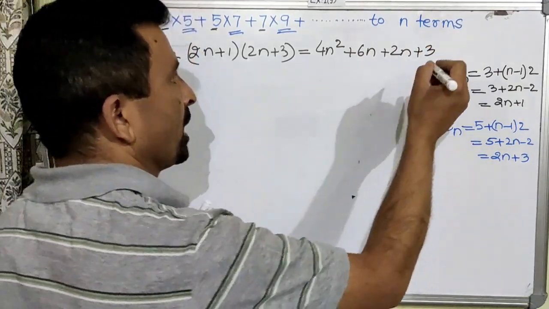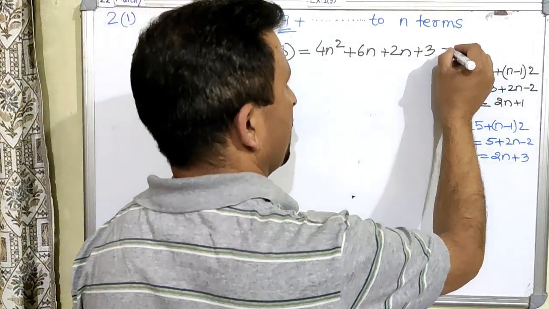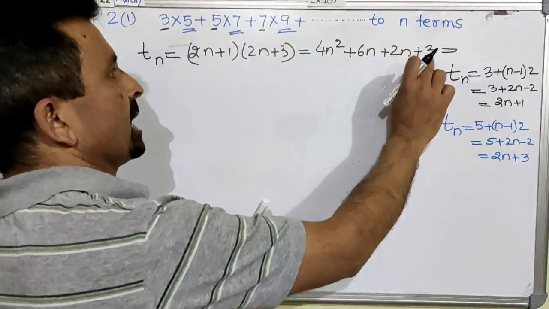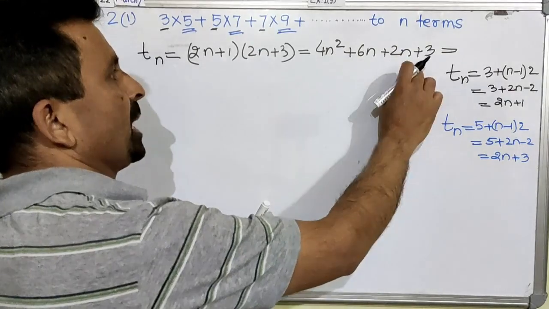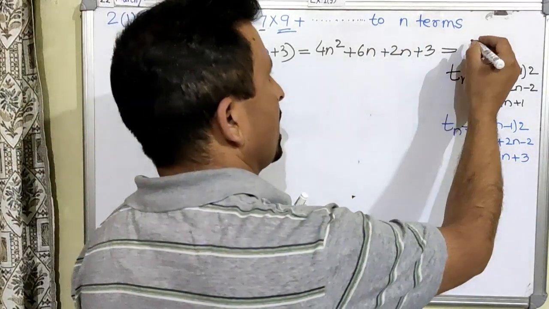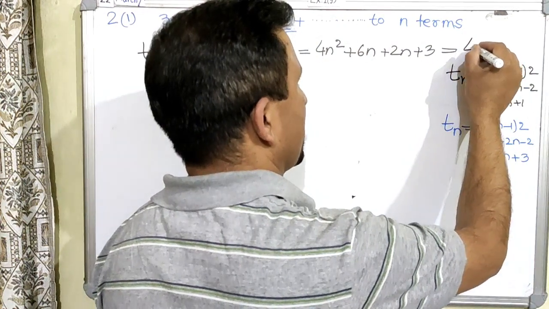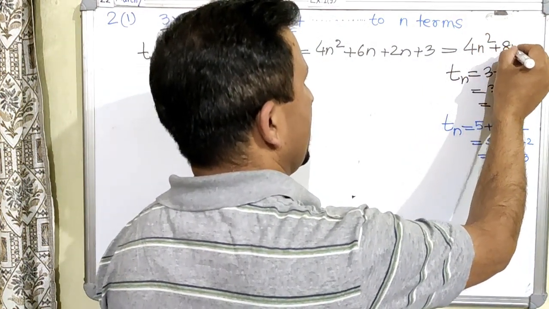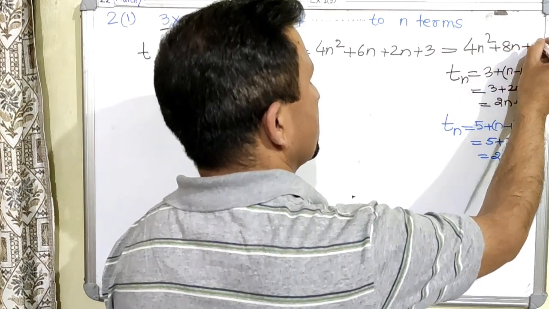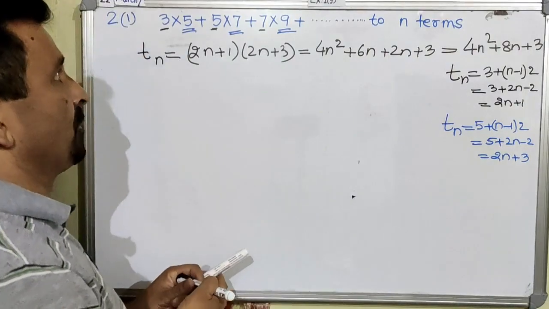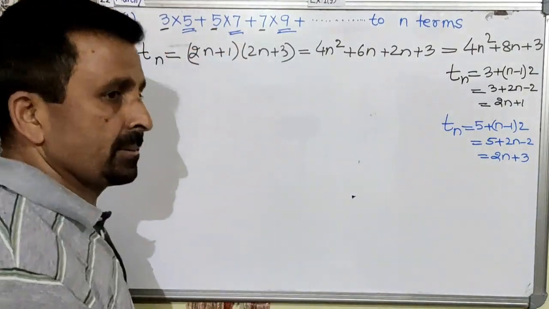Is it okay? One more step here only, because this question is a little lengthy and I need more space. Now in this expression, you can see 6n and 2n are like terms, so they can be added together. Finally, the nth term is becoming 4n square plus 8n and then plus 3. So this becomes the nth term of this given series.